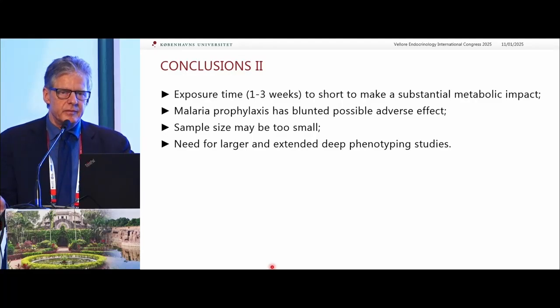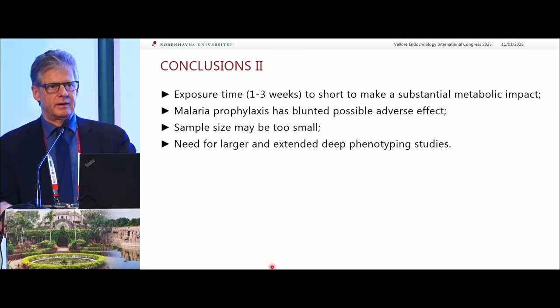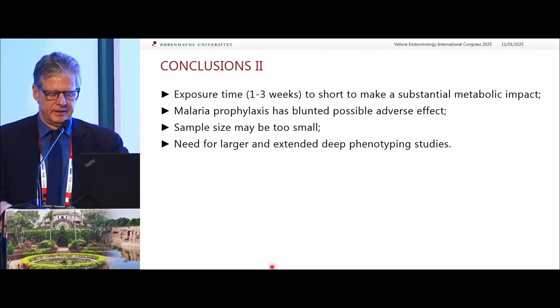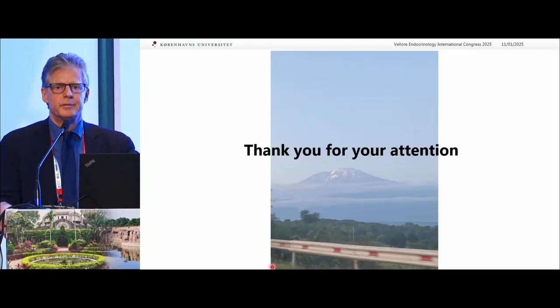And then there's a need for larger and extended deep phenotyping studies in the future in order to find out if there is indeed a difference. Right now, not a difference, but if there is an impact of placental malaria infection. Right now we can't say for sure, but I don't think we can dismiss it either based on the study that we did here. So with these words, thank you for your attention.